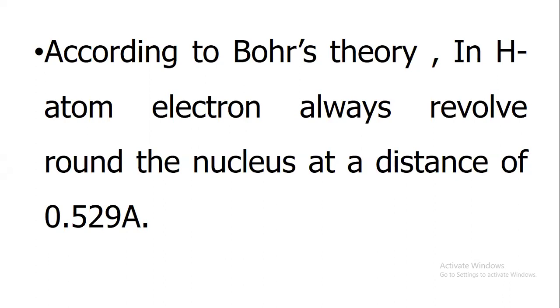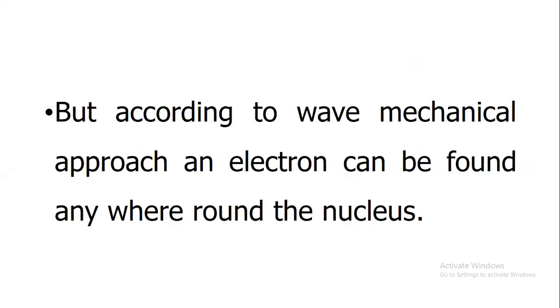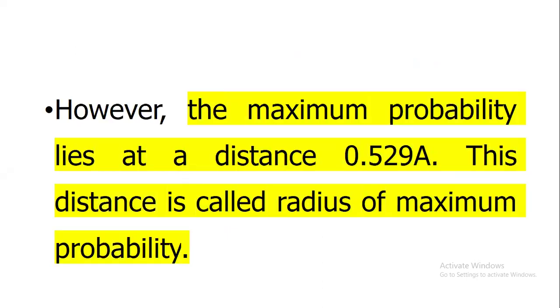Angular wave function. According to Bohr's theory, in the hydrogen atom, the electron always revolves around the nucleus at a distance of 0.529 Angstrom. But according to the wave mechanical approach, an electron can be found anywhere around the nucleus. However, the maximum probability lies at the distance 0.529 Angstrom. This distance is called the radius of maximum probability.